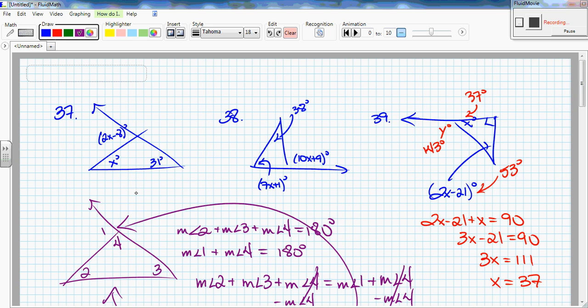So what that looks like in this question, the measure of the exterior angle, 2x minus 8, is equal to the sum of the two non-adjacent interior angles. From there, all you have to do is solve for x, and I'm going to let you do that. Once you have solved for x, remember the question is asking for the measure of the exterior angle, so you want to plug in and determine what this angle measures. For 38, again, the measure of the exterior angle is equal to the sum of the two non-adjacent interior angles. So there's your equation, and again, I'll let you solve from there. So that's how you do 37, 38, and 39.